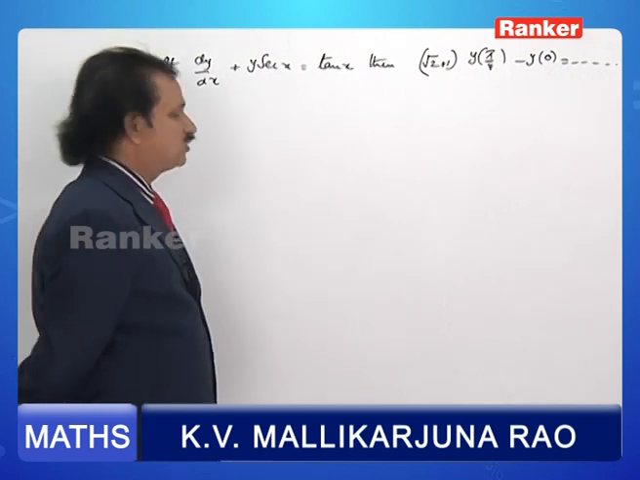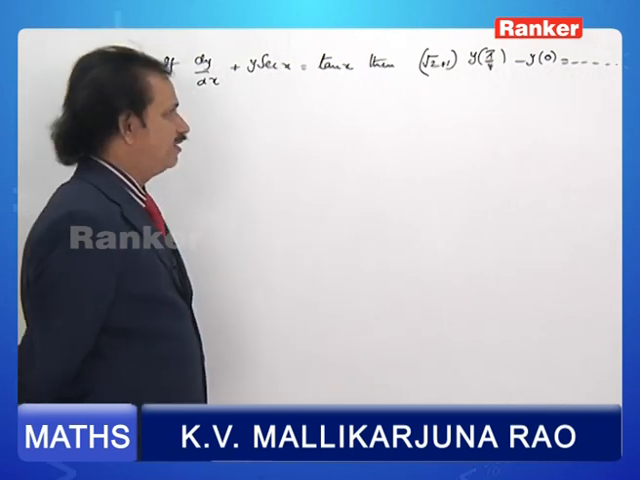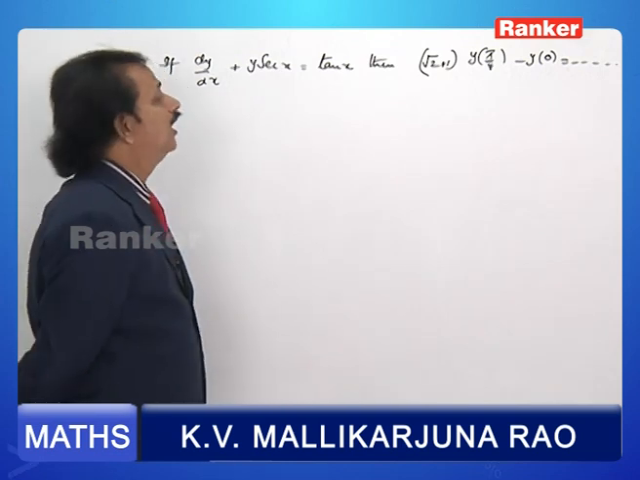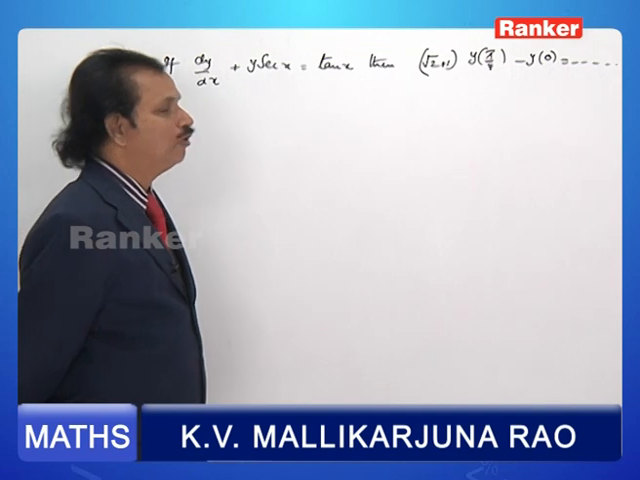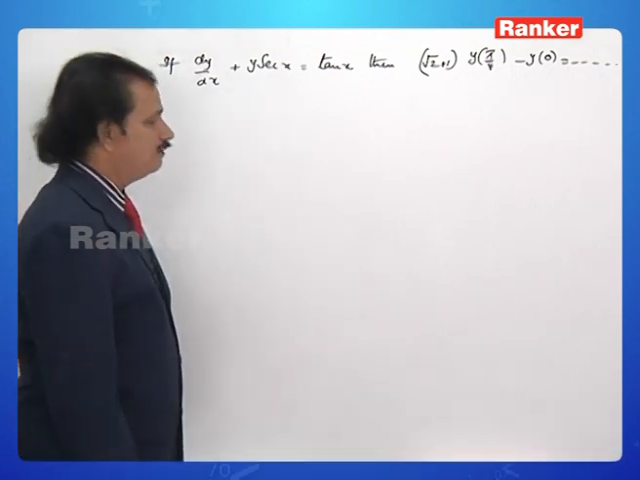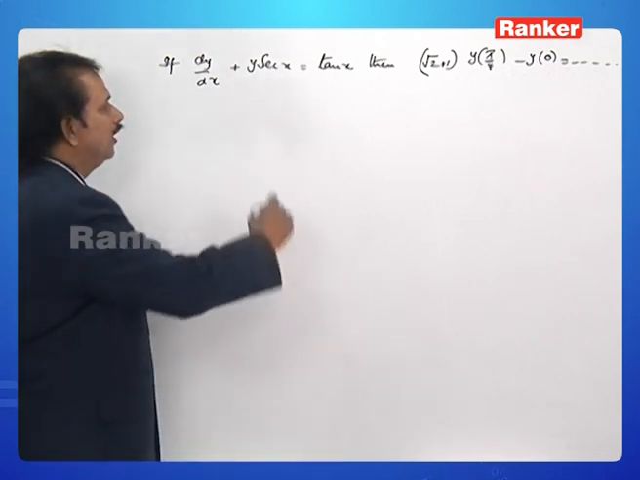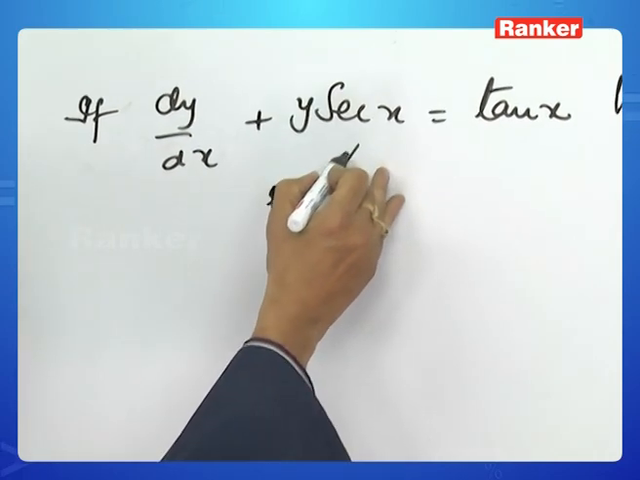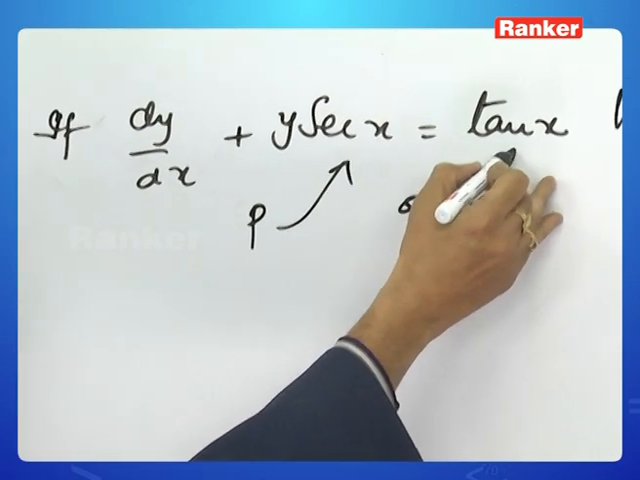dy by dx plus y secant x is equal to tan x is the given equation, and the actual question is root 2 plus 1 into y of pi by 4 minus y at 0, which we require. Let us see. Look at the solution first of all. Surely it is linear in y. Happily, this is P, this is Q.